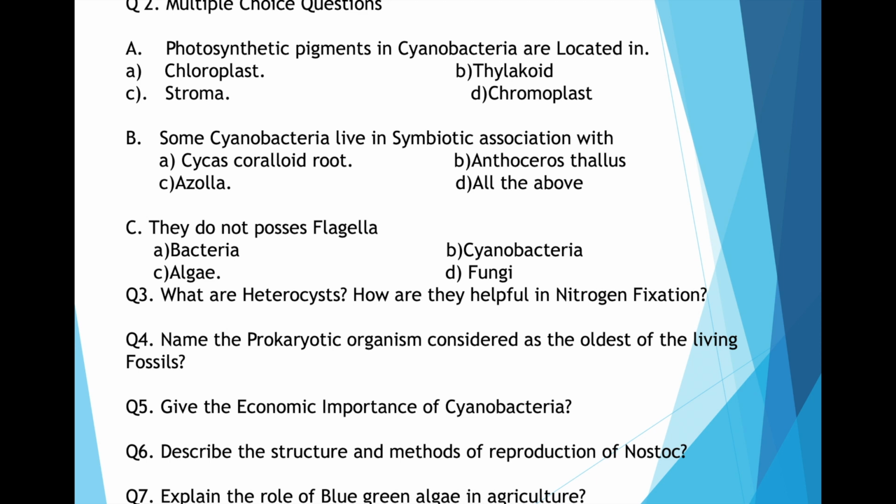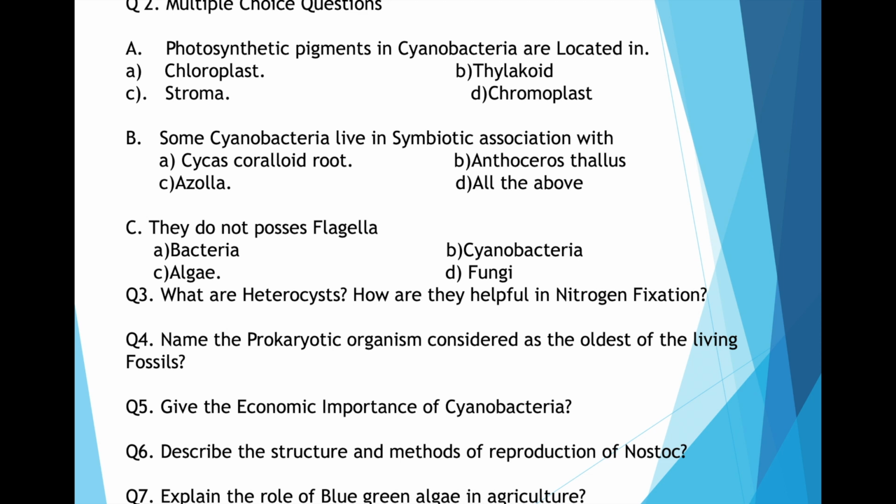Now we will take a few multiple choice questions. Photosynthetic pigments in cyanobacteria are located in A. chloroplast, B. thylakoid, C. stroma, D. chromoplast. So the answer is thylakoids. Question B. Some cyanobacteria live in symbiotic association with A. Cycas coralloid root, B. Anthoceros thallus, C. Azolla, or D. all of the above. The answer to this question is all of the above.